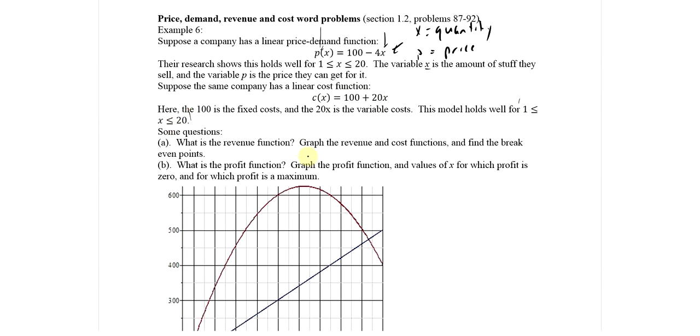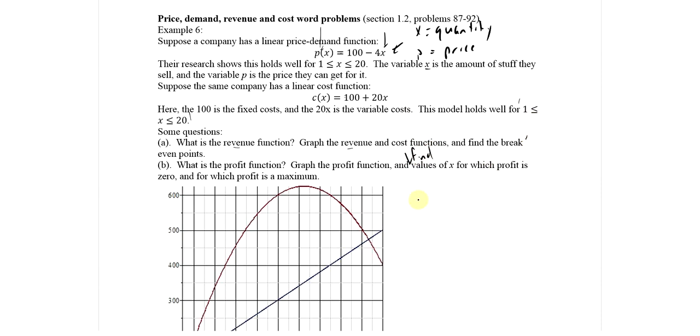So various questions arise. We know the price, the cost, what's the revenue function, how much money is coming in? Graph the revenue and cost functions and find the break-even points. What's the profit function? How much profit do they make if this is their price and this is their cost? Graph the profit function and find values of X for which profit is 0 and for which profit is a maximum.